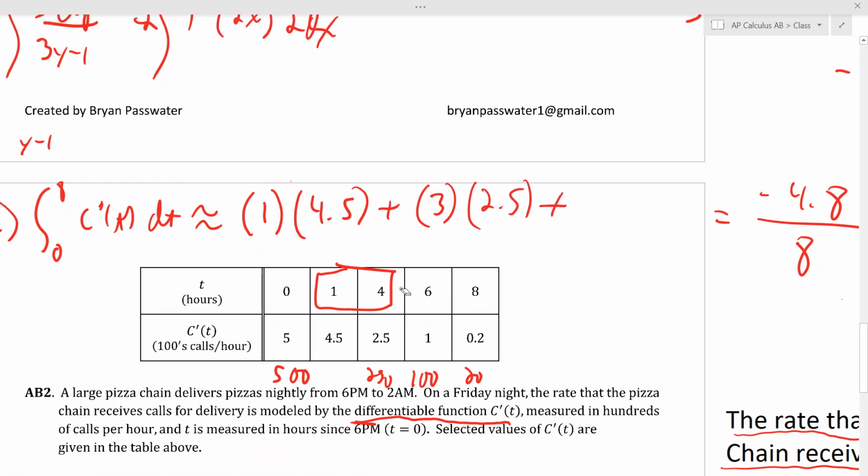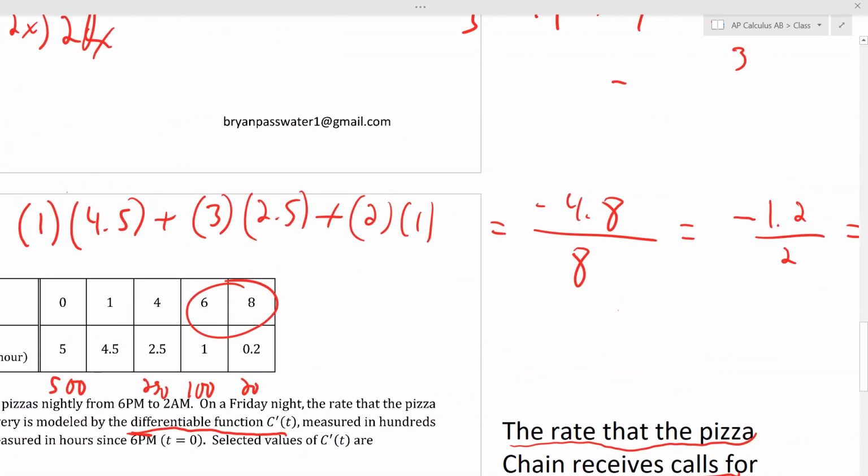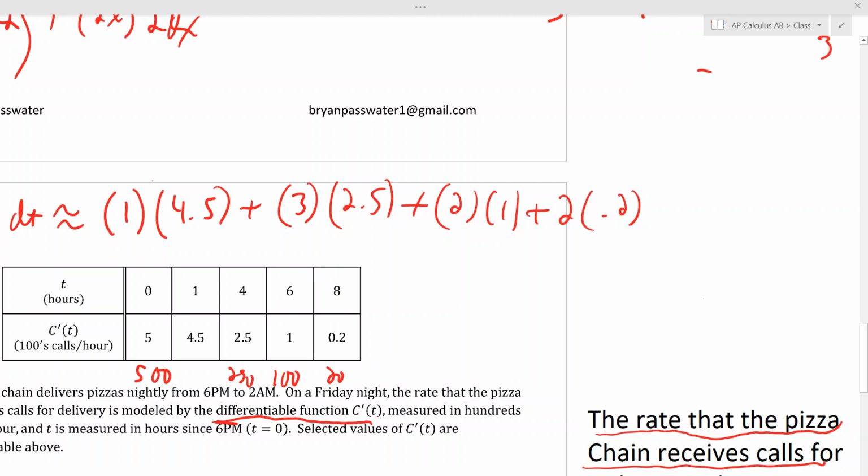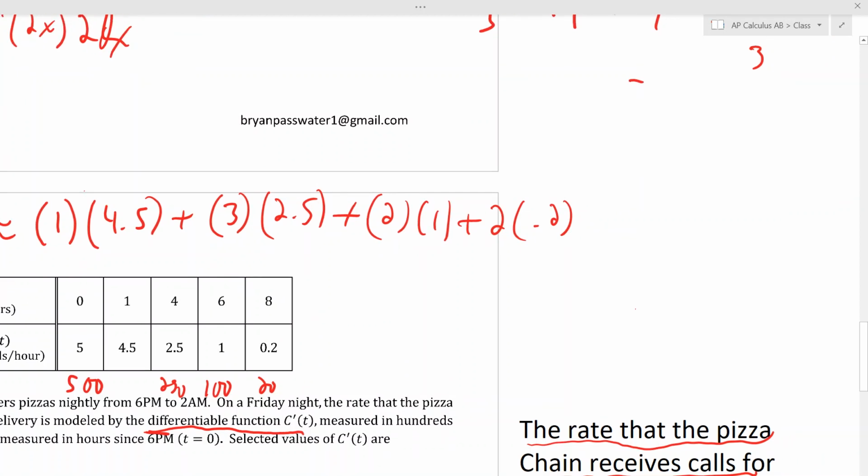Plus, my next rectangle goes from 4 to 6. It's a base of 2 with a height of 1. It's the right-hand side there. And then 6 to 8 is a base of 2. Plus, base of 2 and a height of 0.2. And I'm not even going to simplify that. I'm just going to leave it just like that. And we're going to write hundreds of calls.